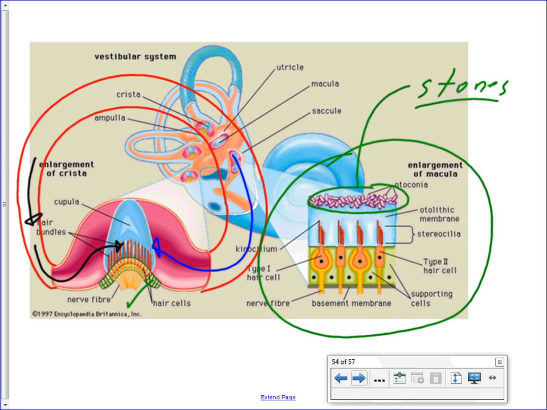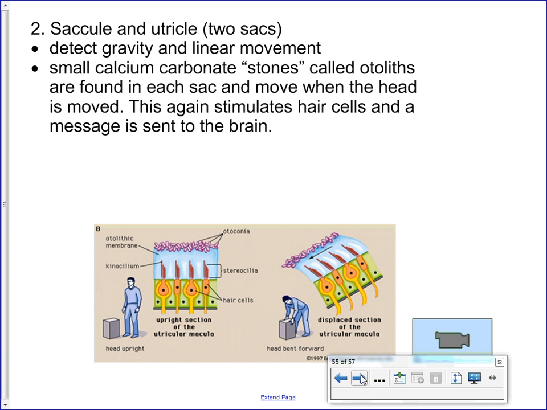But in these structures, once again, we have the same sort of arrangement. We have some hair cells, some hairs that are sticking up, some stereocilia, and as these tiny little stones are moving around within the fluid, they brush past the hair cells and they provide some information about your body position and body position relative to gravity. So these different structures, they are referred to as the saccule and the utricle. So these detect gravity and linear momentum.